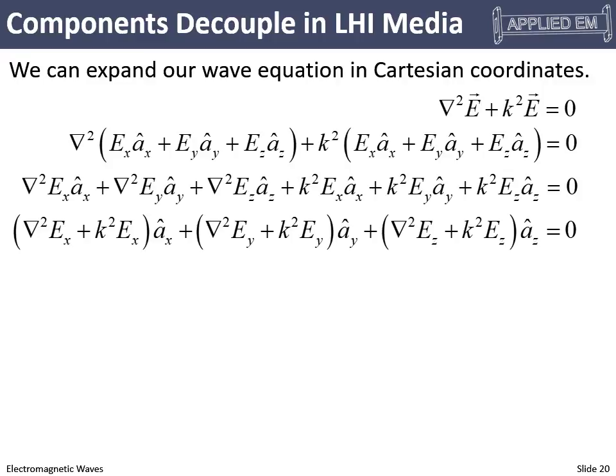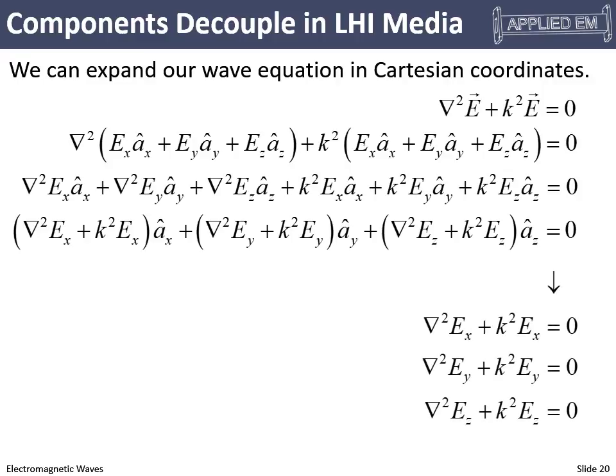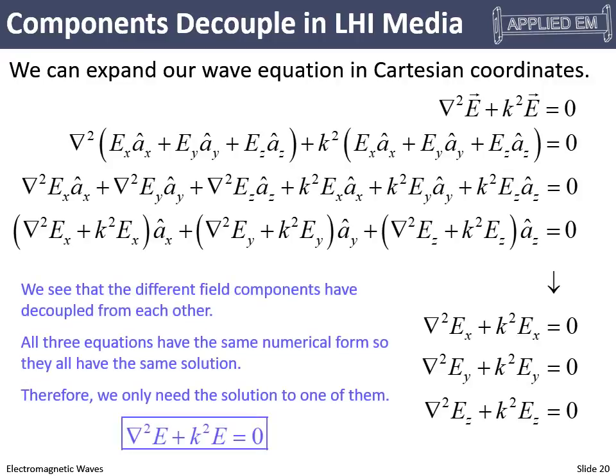Now, all of this has to equal 0. That means each individual component itself has to equal 0. That means we can take this single vector equation and write it as a set of 3 scalar equations. Now notice those equations all look the same, other than one has an EX, one has an EY, one has an EZ, but it's the same differential equation. That means it has the same general solution.